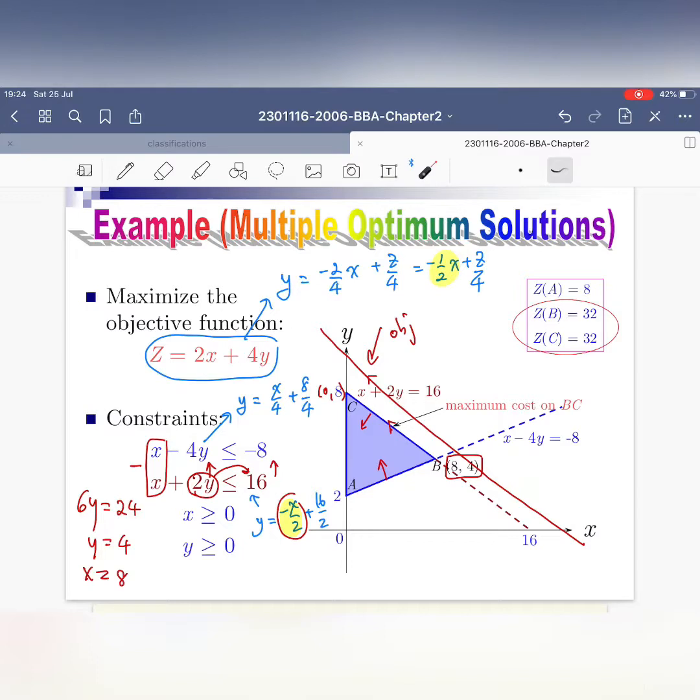So you got infinitely many solutions along this segment. And of course for your point 0, 2, as you plug in y to be 2, you got 8, which is not the maximum.